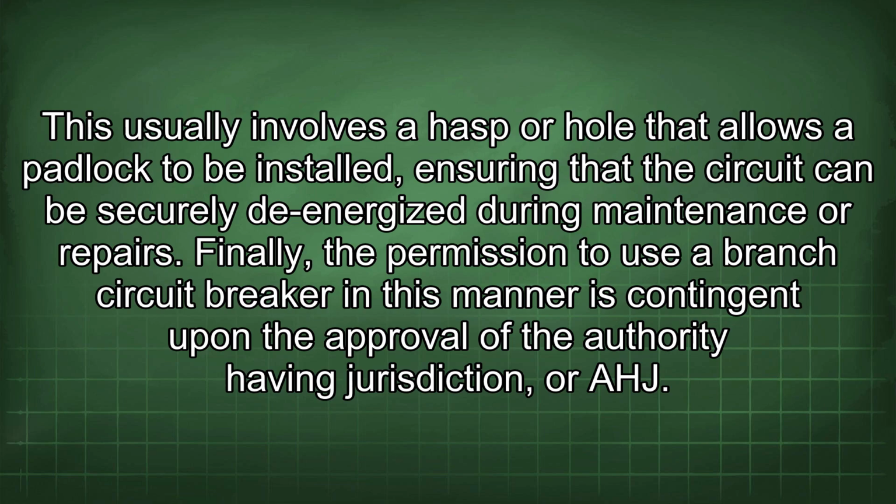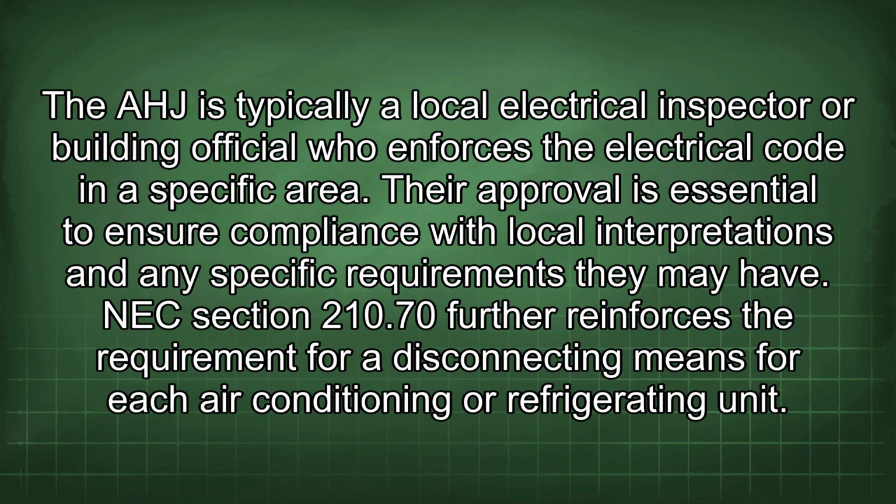Finally, the permission to use a branch circuit breaker in this manner is contingent upon the approval of the authority having jurisdiction, or AHJ. The AHJ is typically a local electrical inspector or building official who enforces the electrical code in a specific area. Their approval is essential to ensure compliance with local interpretations and any specific requirements they may have.